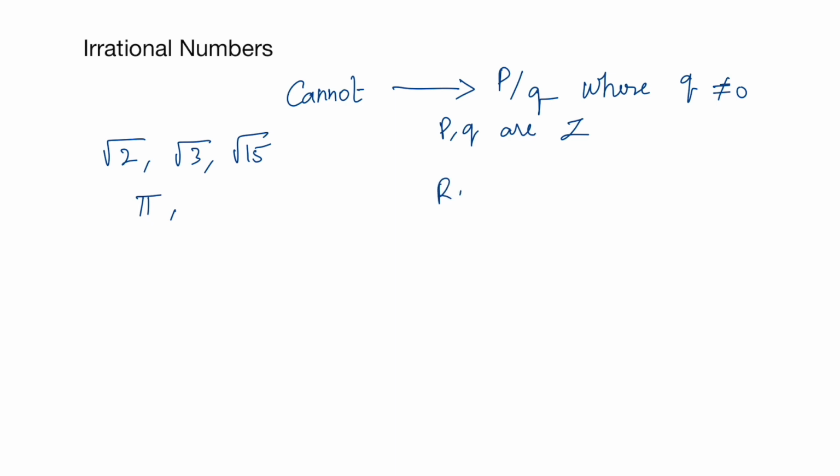There are infinitely many irrational numbers as well. We know that rational numbers are infinite, right? There are infinitely many rational numbers, and so too are irrational numbers. Irrational numbers are also infinitely many in number.